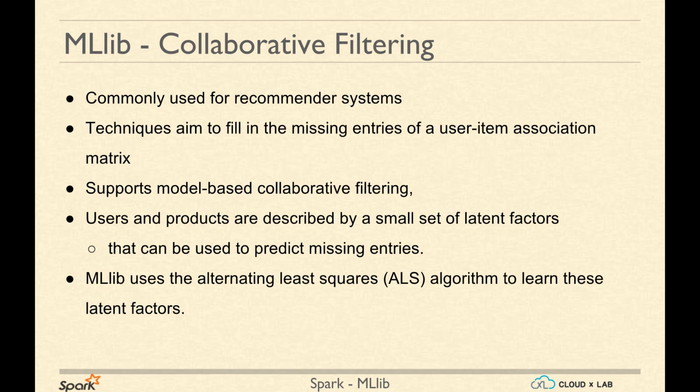MLlib supports model-based collaborative filtering, meaning it would give out the model instead of directly generating the recommendations. In MLlib, users and products are described by a small set of latent factors that can be used to predict missing entries. MLlib uses the ALS algorithm, alternating least squares algorithm, to learn these latent factors.